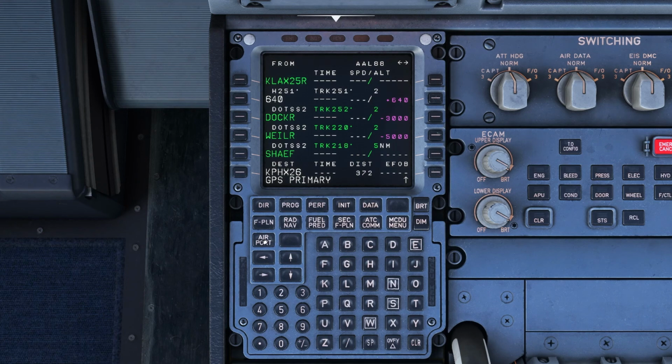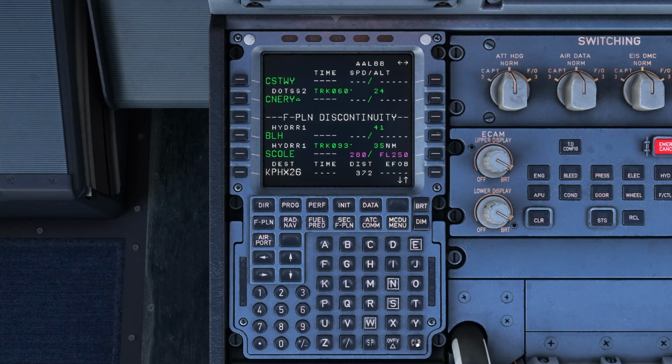So if we scroll, let's just scroll through. So we're going along. There's Dots, Wild Castaway. There's Connery. Now, here we have what's called a flight plan discontinuity. Our flight plan says to go from Connery to BLH, so there should not be any flight plan discontinuities. You could delete that. So clear, gotta press clear until you get clear in the window, and then just click on the flight plan discontinuity and it goes away, and then just click on insert the change.